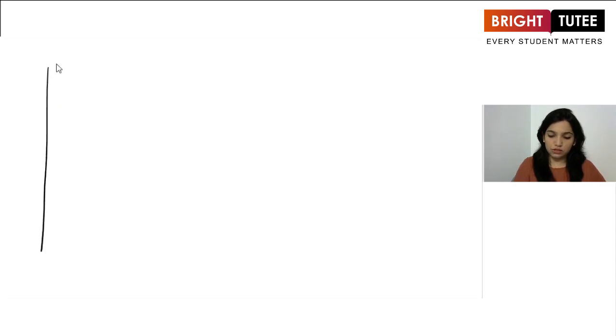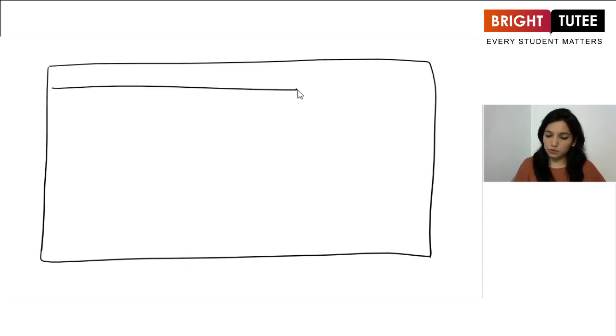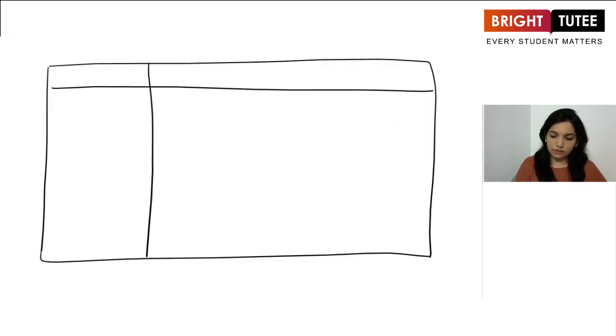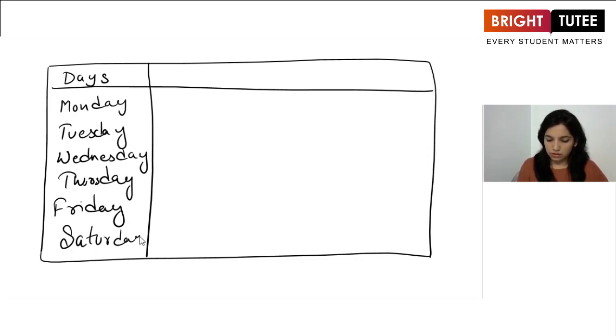So first we need a box, right, where in the first part we are going to write the days. So this is days, and so this is Monday, Tuesday, Wednesday, Thursday, Friday, Saturday, and Sunday is a holiday, so everyone is absent on that day.